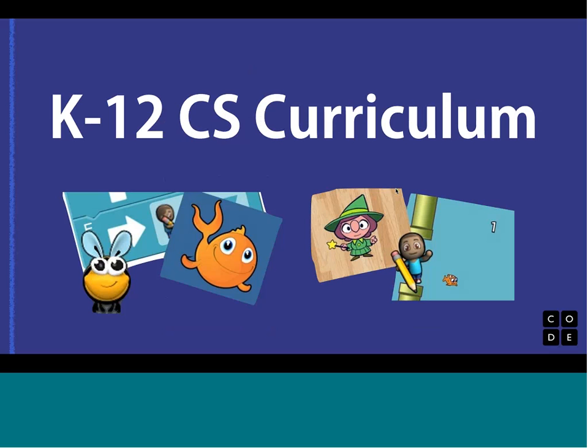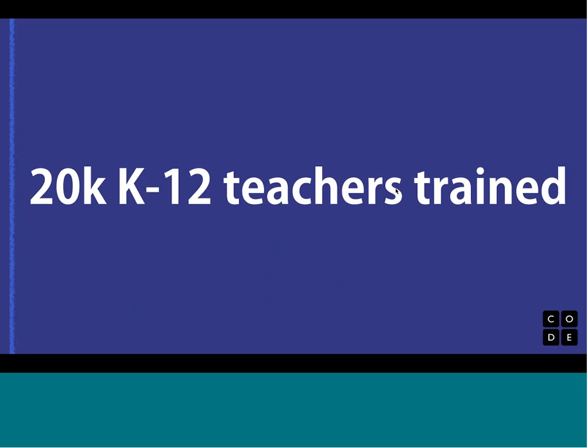So the part that I'm going to be focusing on in this talk and what I spend most of my time working on at code.org is our interactive K through 12 computer science curriculum. So our computer science curriculum is an online interactive learn to code curriculum, and it depends on whether you're in elementary, middle, or high school. It ties into our teacher training. So we've had around 20,000 K through 12 teachers trained so far.